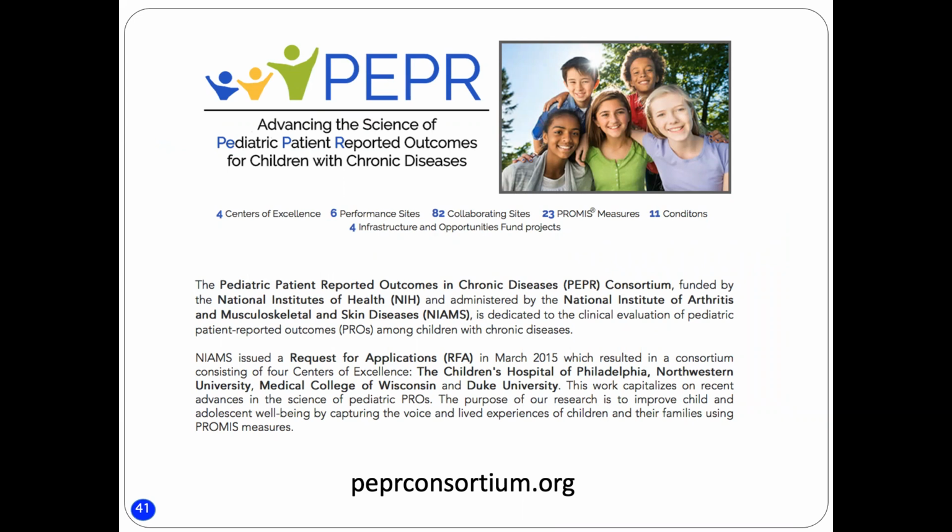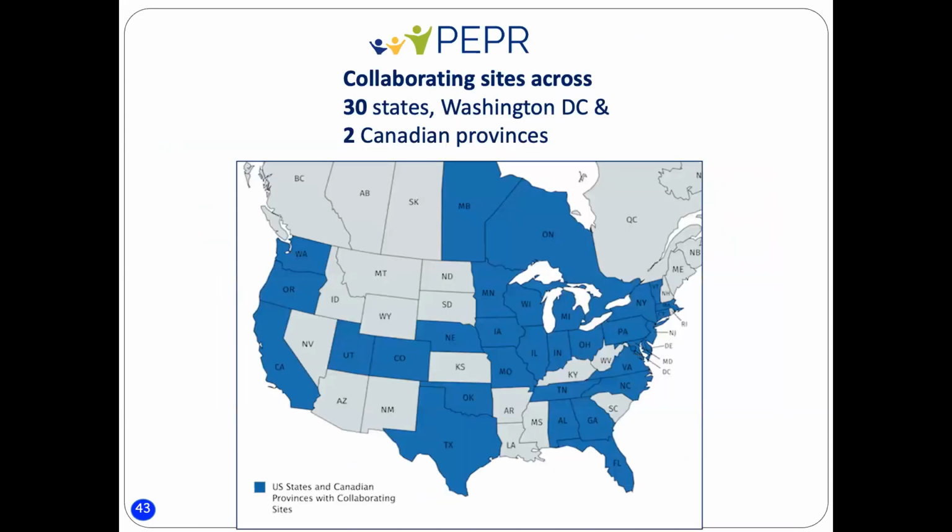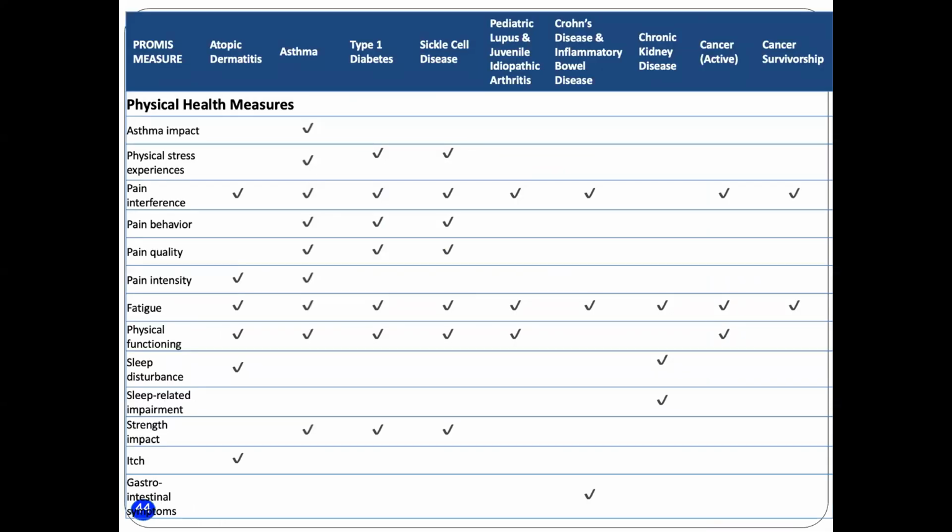We were one of the centers of excellence, and when I say lead, I mean we just chaired the steering committee. But you can see it was quite a number of collaborating sites, 82 collaborating sites. And what we did here is we measured, over 5,000 kids across many states in the United States, how a variety of PROMIS measures changed with their condition. And all these papers now are emerging.